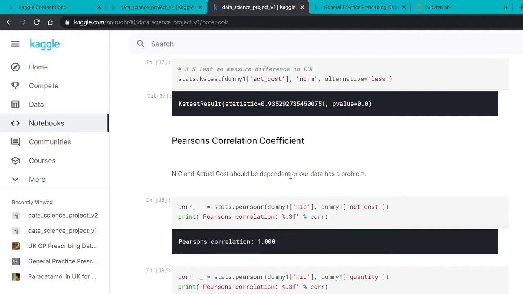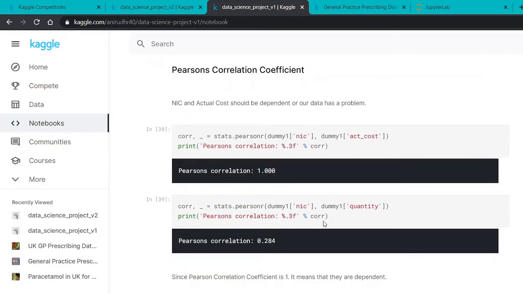We want to see whether the Pearson correlation coefficient would also state that. If the Pearson correlation coefficient is equal to 1, then we can say the two features are dependent. And we found that the Pearson correlation is 1 for NIC and ACT cost, which verifies the theoretical assumption and how the ACT cost is actually calculated according to the dataset. We also tried it on NIC and quantity to check there are no errors in our code, and you can see it is 0.284, so it is not dependent. Obviously, quantity and NIC can never be dependent, right?